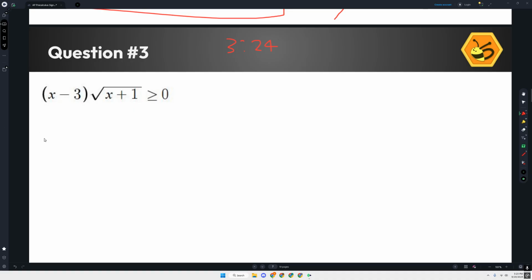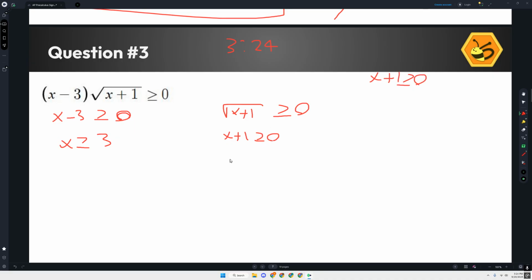Okay, so I'm going to start solving this slowly. The first step is to set it up. I'm going to say x minus 3 is greater than or equal to 0, because they're already multiplied, so you can split them into 2 factors. And then you can say the square root of x plus 1 is greater than or equal to 0. From there, we know x is going to be greater than or equal to 3. And our other value would be x plus 1 is greater than or equal to 0, because remember, for a square root function, the domain is x plus 1 greater than or equal to 0. So that means x is going to be greater than or equal to negative 1.